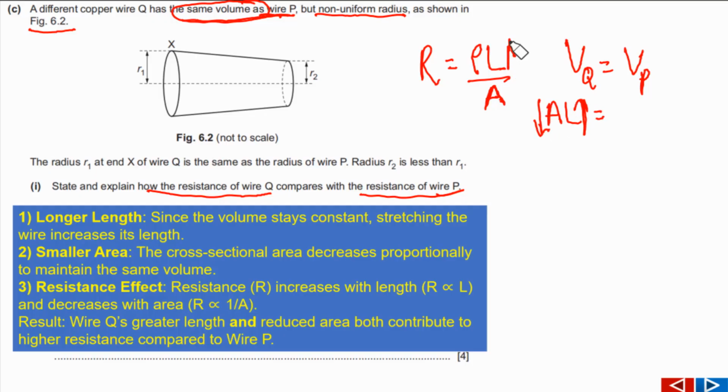So now you can see from here, if L goes up, resistance will increase. If A goes down, resistance will also increase. So it means resistance in this case will be increasing. So these points I have written here in a very systematic way. You can look at this one, but the main idea I have explained to you.